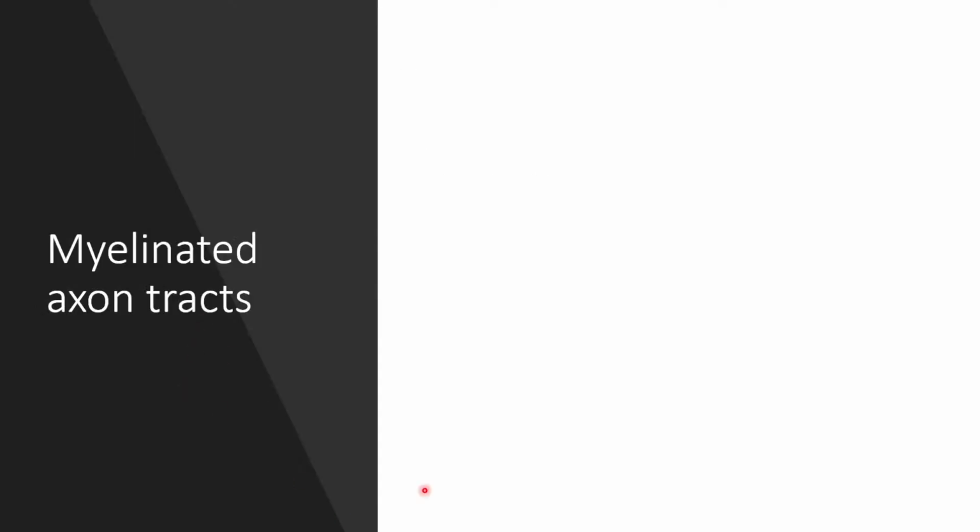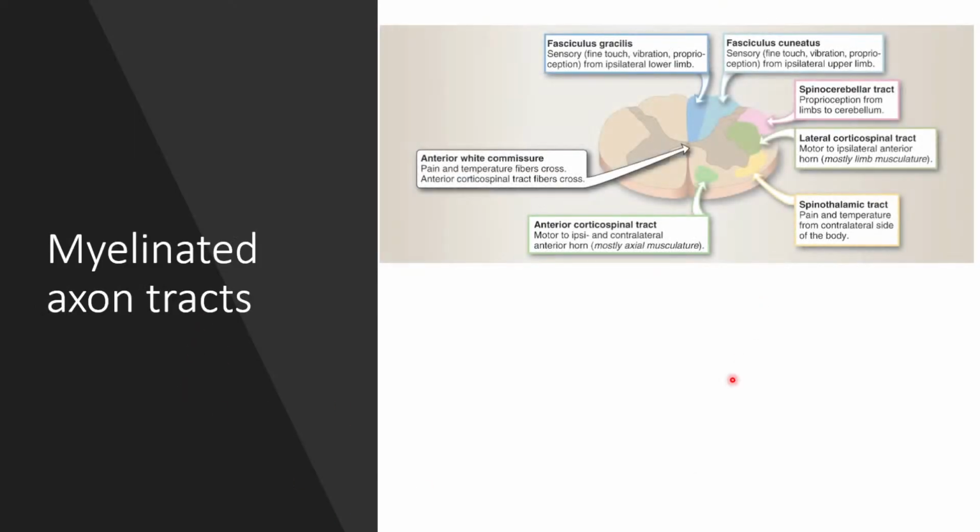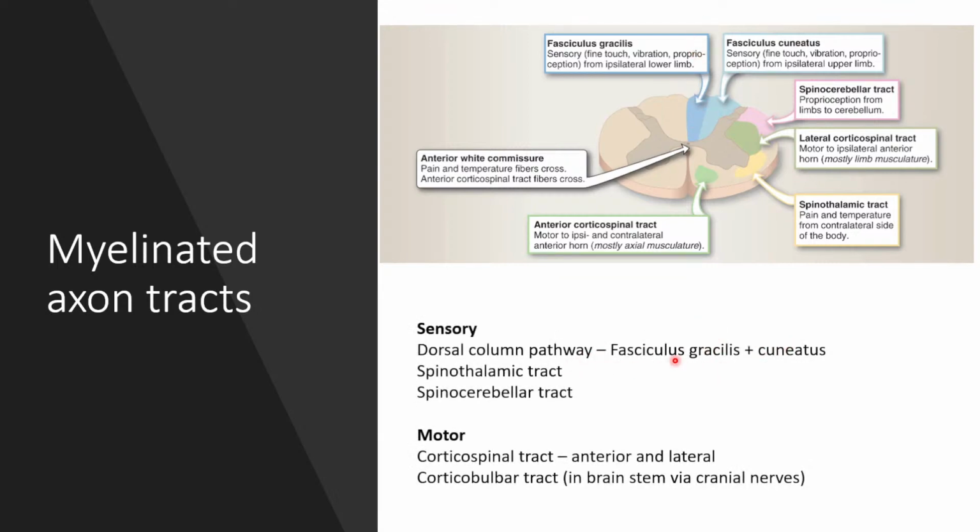So if we look at the different axon tracts, we have different myelinated axon tracts. We have the fasciculi, right, with the dorsal column, which is the gracilis and the cuneatus. The gracilis is responsible for things like fine touch. So the dorsal column is gracilis, which is fine touch, vibration, and it's from the ipsilateral limb, so it's the same side. And the gracilis is usually in the lower limb. The cuneatus is the exact same, but it's more in the upper limb.